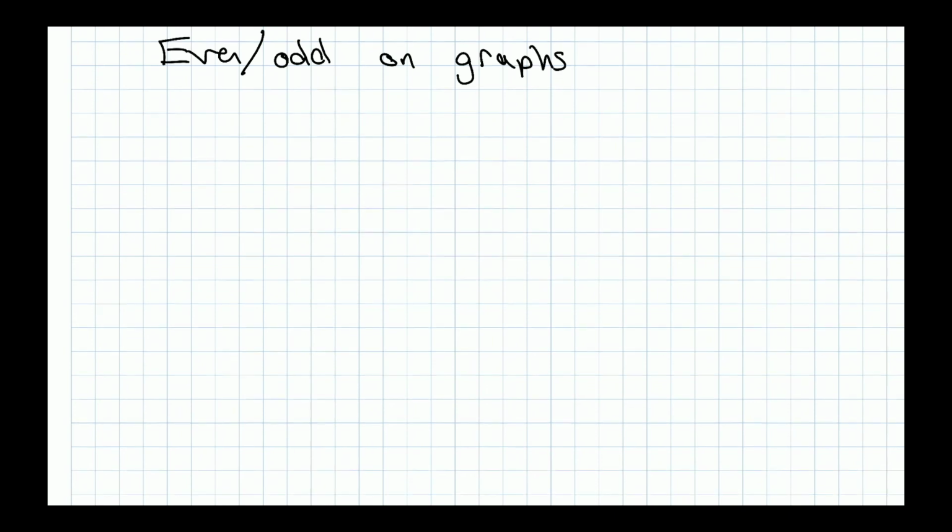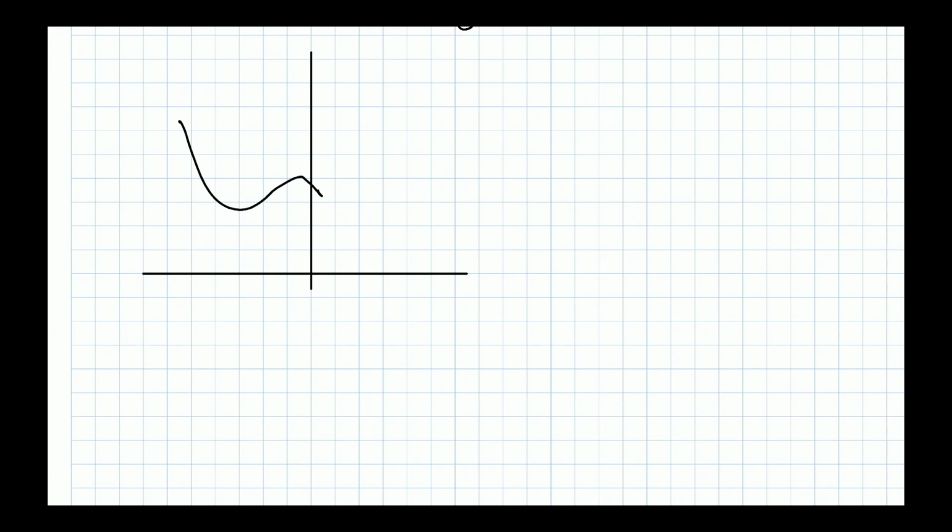All right. So this is actually a pretty simple idea. So an even function is symmetric left and right. We'll see if I can draw one. I have faith in me. No, I don't.